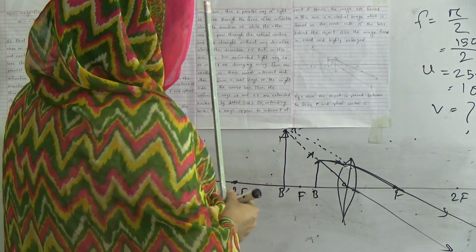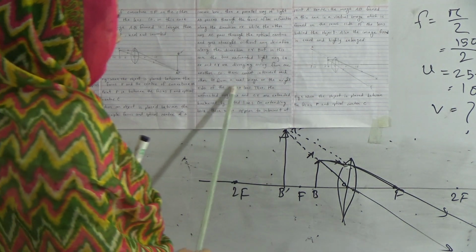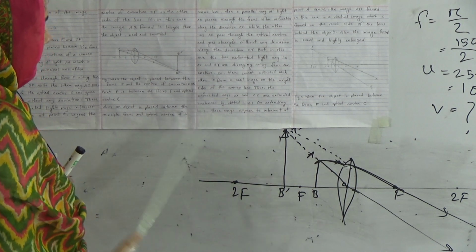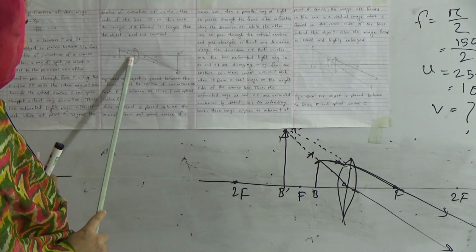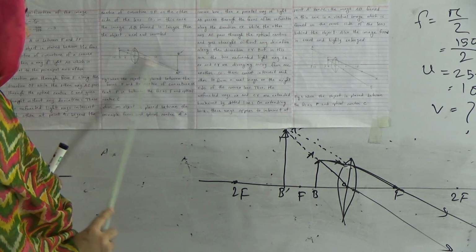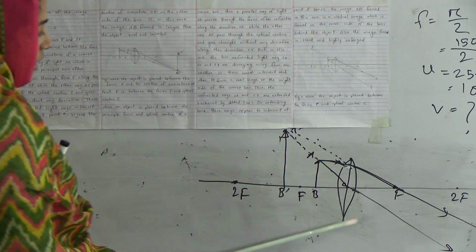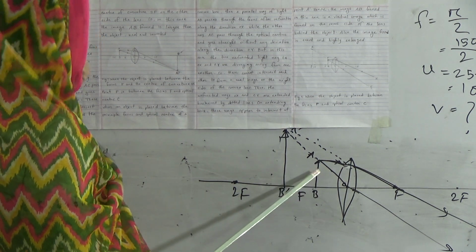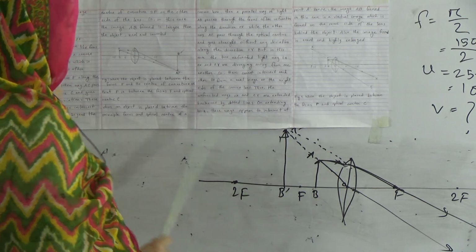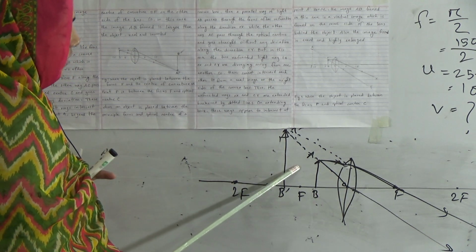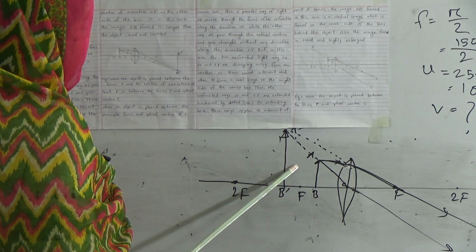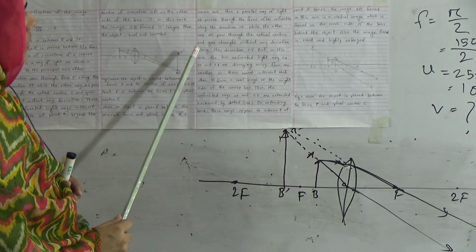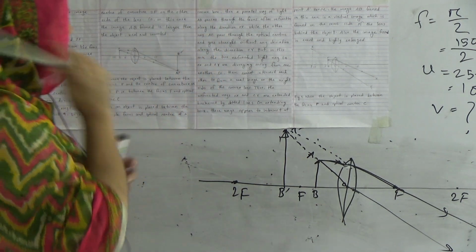My dear students, now from these two figures, we can see that in the first figure the image will be larger than the object AB, and here also the image will be larger than the object AB. This one is a real image and this one is an unreal or virtual image. So my dear students, I hope all of you have understood this question C and D.